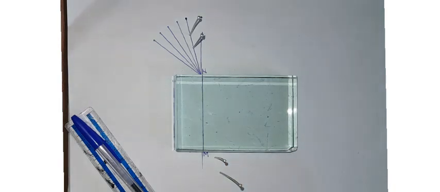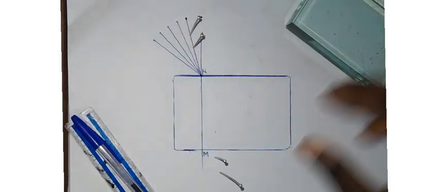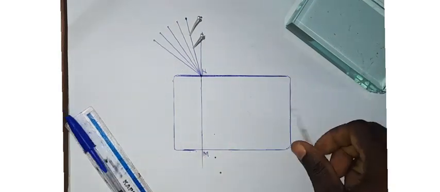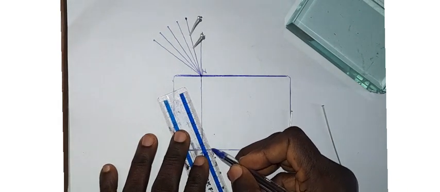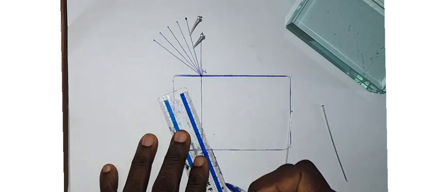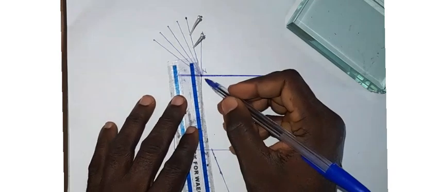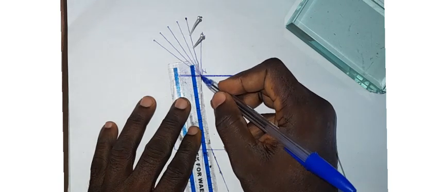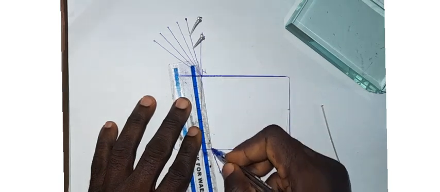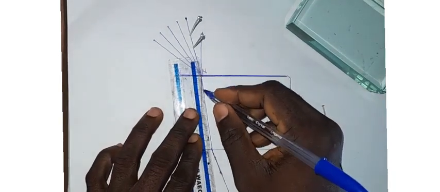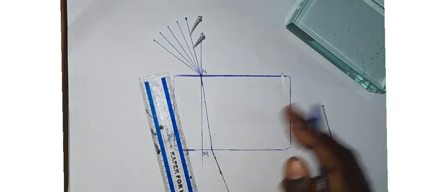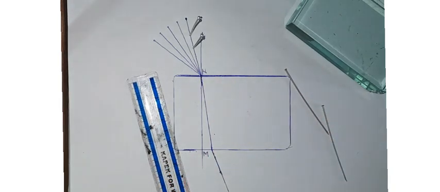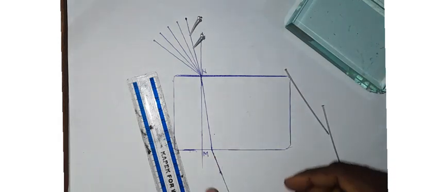Okay. So the next I have to do, I'll remove this and this. Then I'll join this. I'll join this to this point here. Okay? Then I'll join this. That is what they asked us to do. So we are going to join this. Then we have to measure. We have to measure this and this. I'll leave that. I'll continue with the experiment. Then I'll come back to what? Take my measurement.